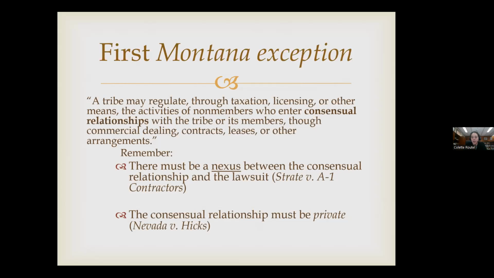Another thing that comes up pretty commonly would be in the family law context, marriage. So there's a tribal member and a non-Indian, they're married, that's the consensual relationship. And then a divorce action is brought. The divorce action, obviously, there's a close nexus between the divorce action and the marriage, which is the consensual relationship. And so in most of those cases, we would say that the tribal court does have jurisdiction. And that's considered a private, it's not a governmental relationship. So that's an example of how the first Montana exception might apply.